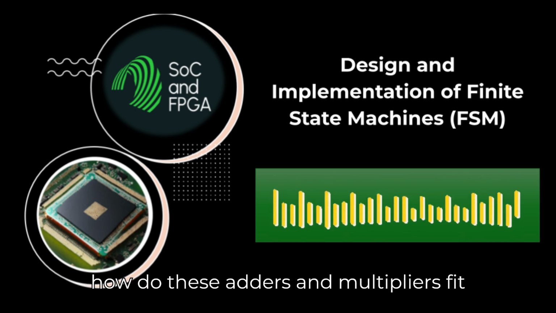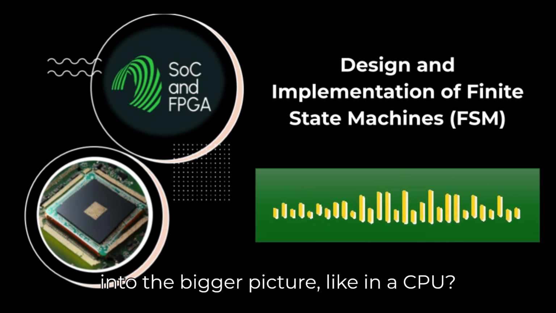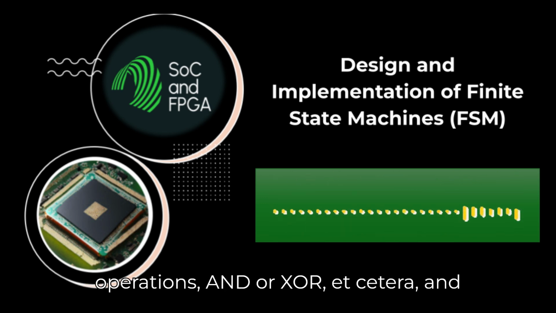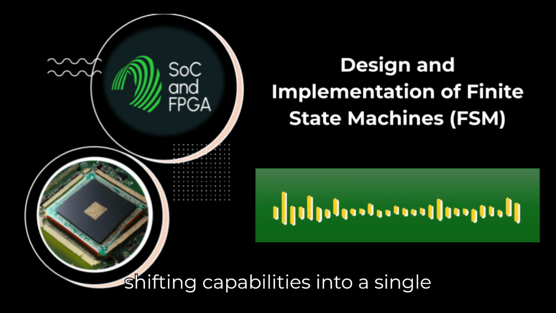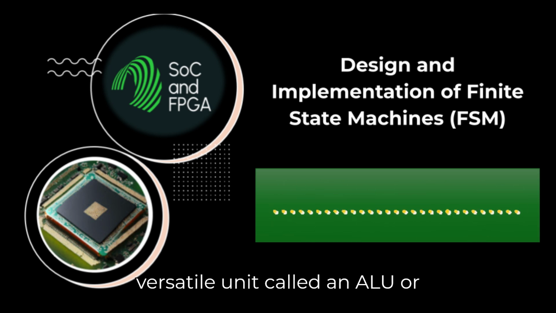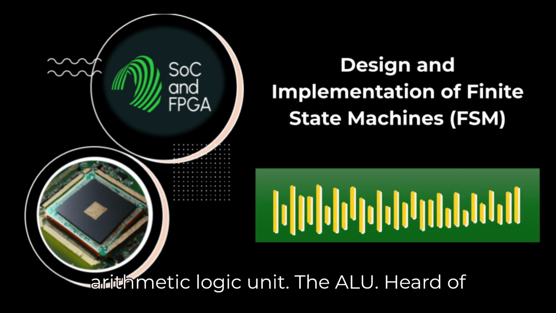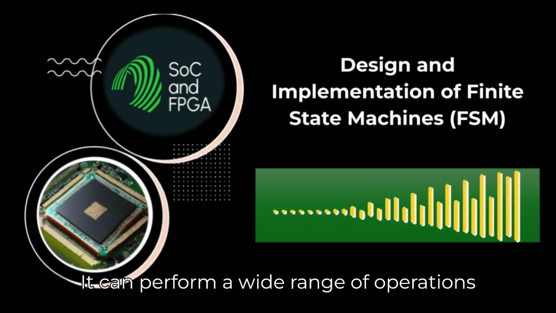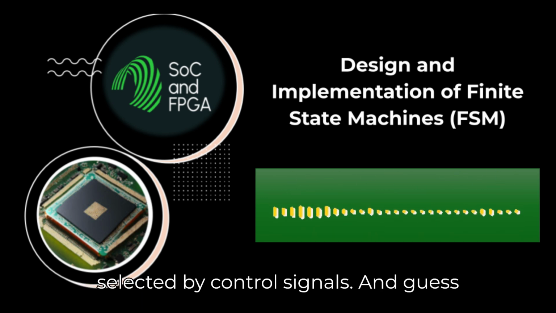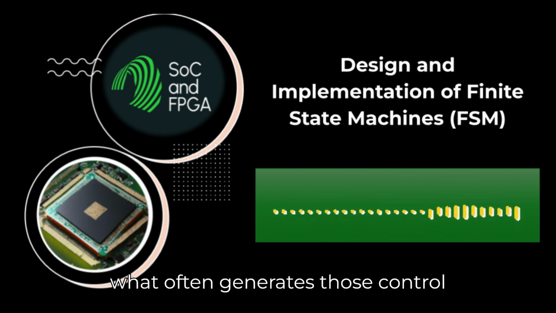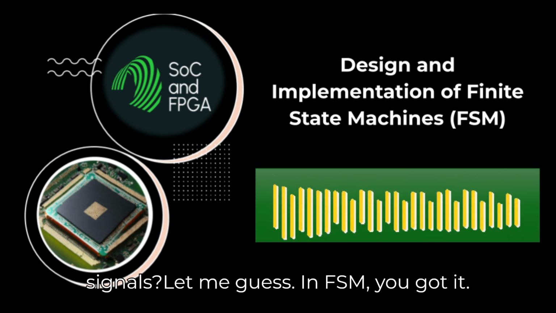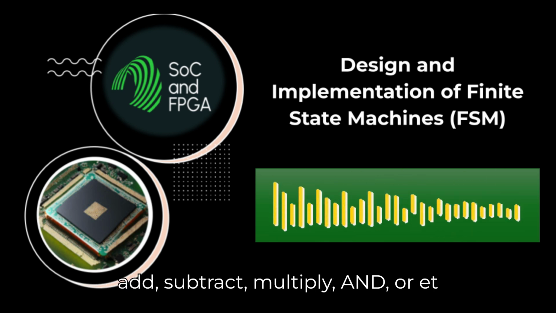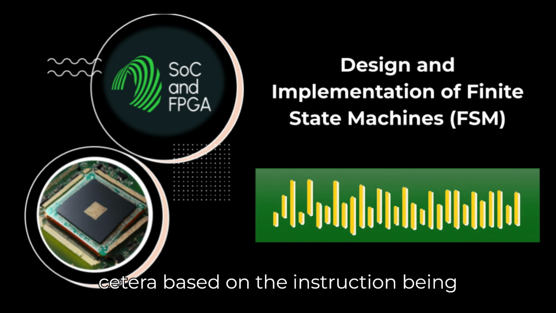Another trade-off. And how do these adders and multipliers fit into the bigger picture, like in a CPU? They are often combined, along with logic operations, AND or XOR, etc., and shifting capabilities, into a single versatile unit called an ALU, or arithmetic logic unit. The ALU. Heard of that one too. Yeah, the ALU is really the computational heart of most processors. It can perform a wide range of operations, selected by control signals, and guess what often generates those control signals? Let me guess. An FSM. You got it. A finite state machine in the processor's control unit tells the ALU whether to add, subtract, multiply, AND, or etc. based on the instruction being executed.